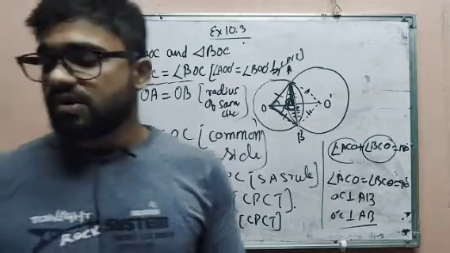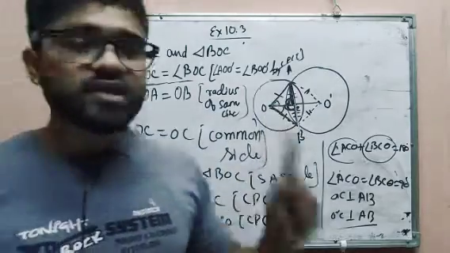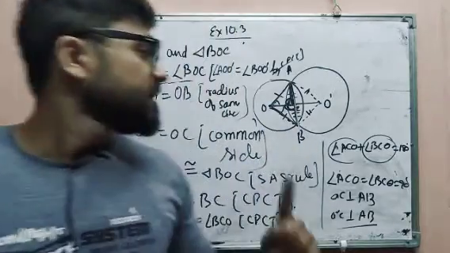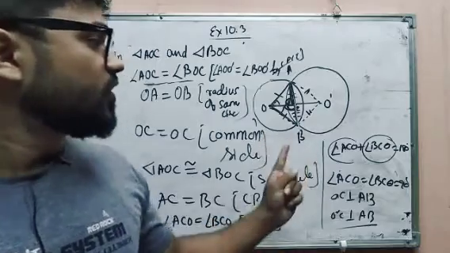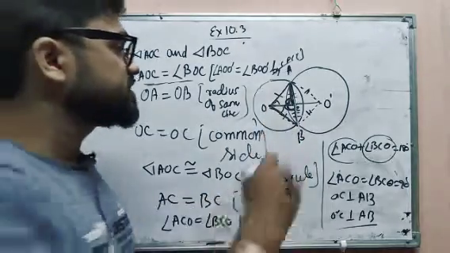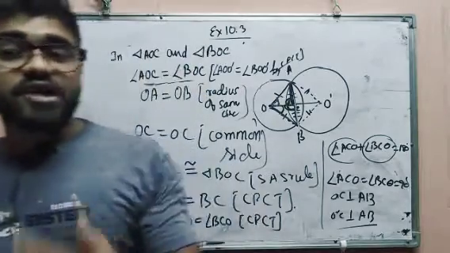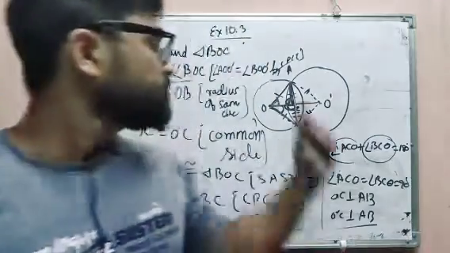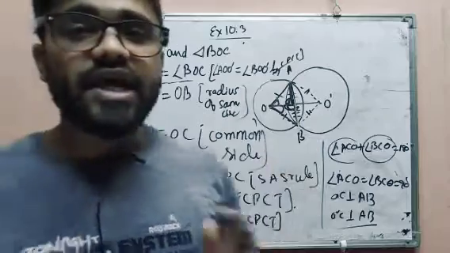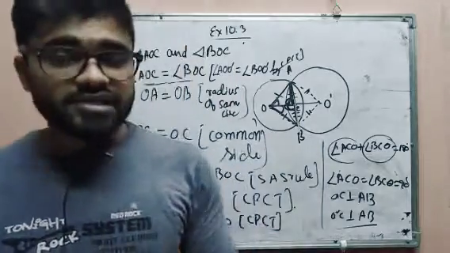So first we have to prove that AOO dash is congruent to BOO dash. Then from there we apply this condition, that these two angles are equal, and after that we prove that angle AOC and angle BOC are congruent.